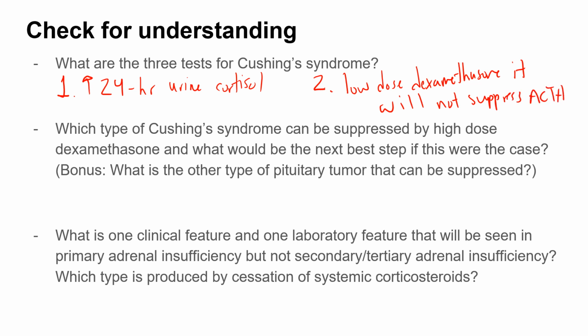And that makes sense because it's a key point that low dose won't suppress any patients with Cushing syndrome, whereas high dose will suppress patients with Cushing disease where they have an ACTH producing tumor. But low dose will not suppress ACTH in the setting of Cushing syndrome. And then third, if they have elevated late night cortisol, salivary cortisol.